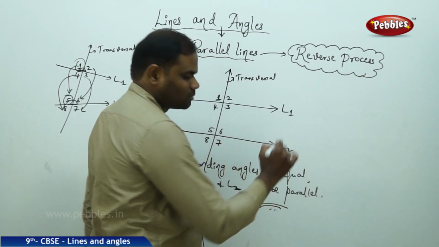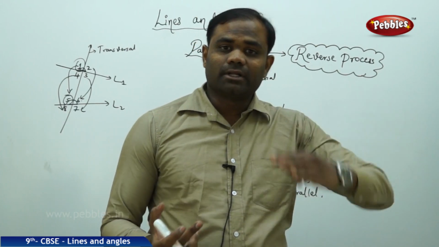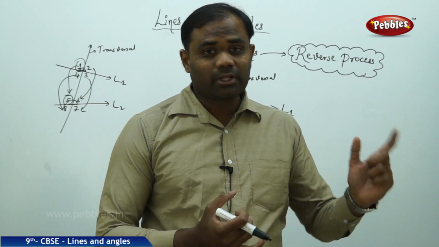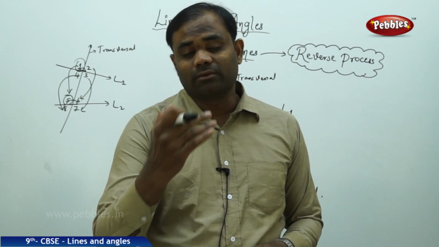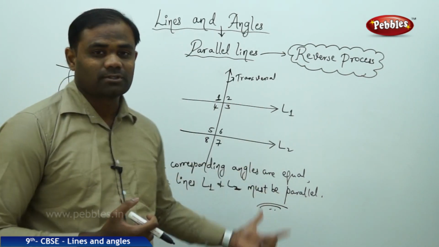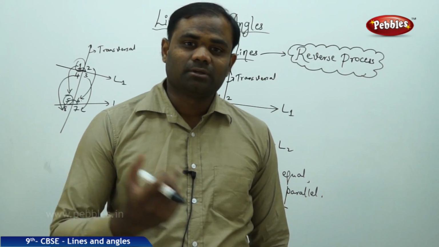This is how the property comes as the converse: if the lines L1 and L2 are parallel, the corresponding angles are equal. If the corresponding angles are equal, the lines L1 and L2 must be parallel. This is how the reverse process of understanding corresponding angles is connected with parallel lines.